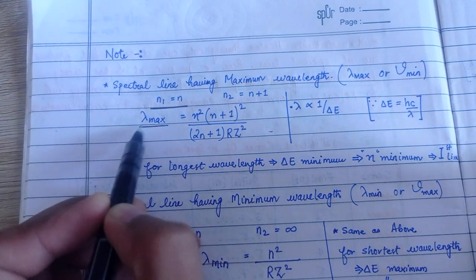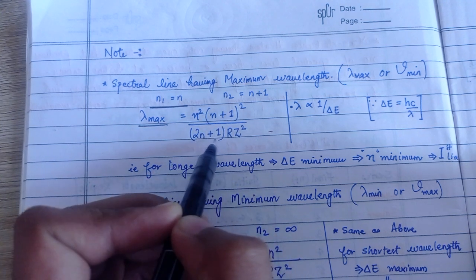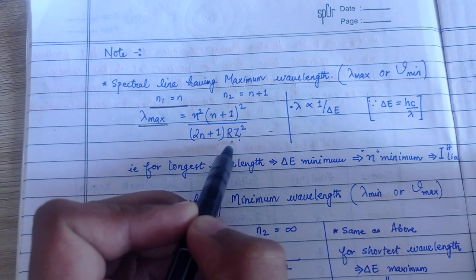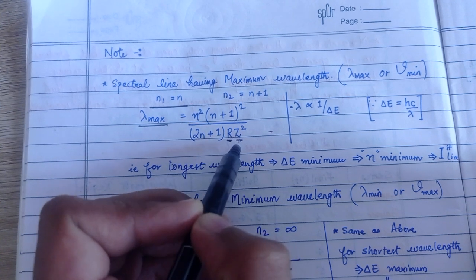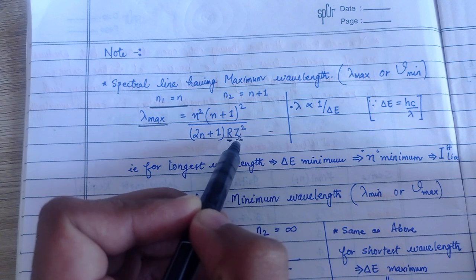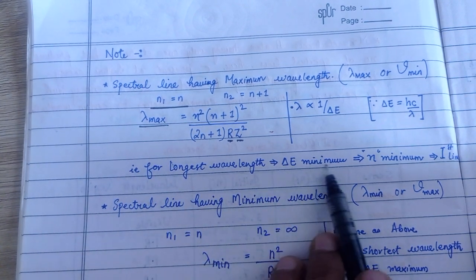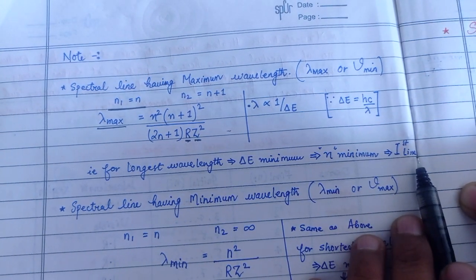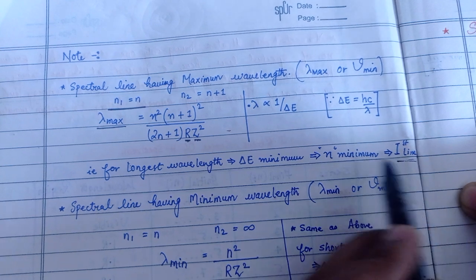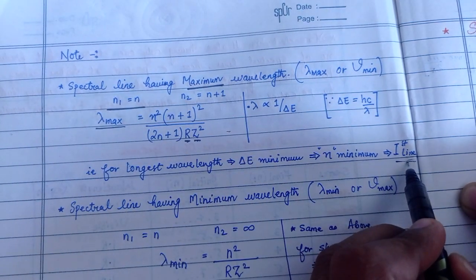Lambda max, the maximum wavelength, is equal to n square (n plus 1) whole square upon (2n plus 1) R Z square, where R is the Rydberg constant and Z is the atomic number. If for the longest wavelength the energy is minimum, then n is minimum and it is the first line. I already told you, if you have to calculate the maximum wavelength, then you have to consider the first line.